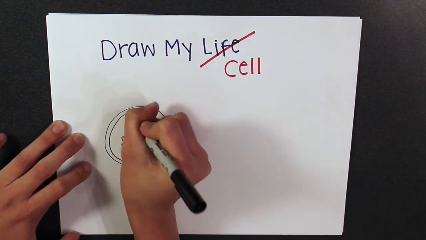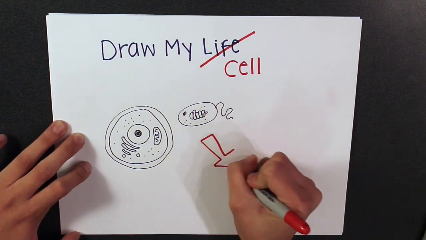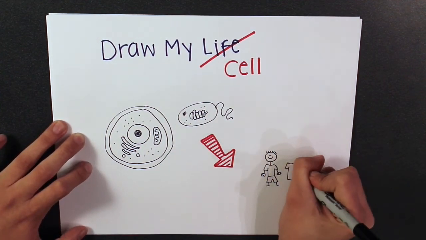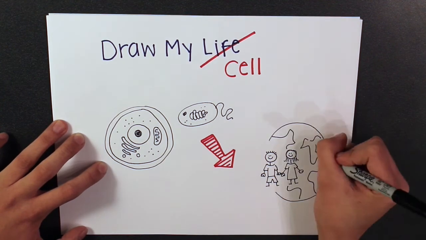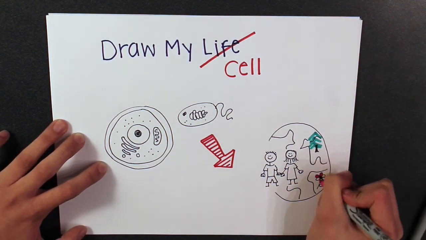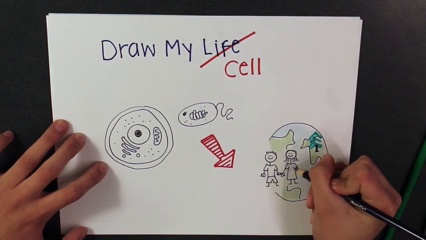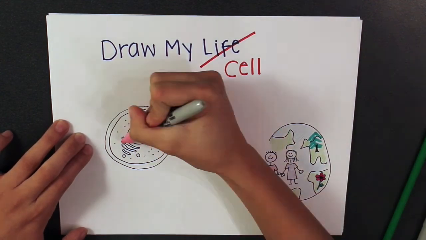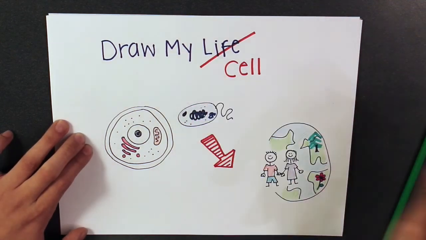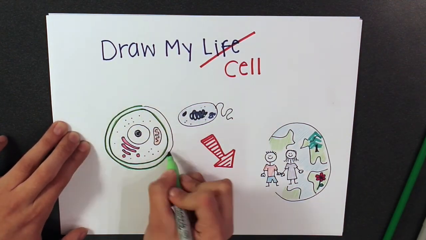Cell. Draw my cell. Cells are the basic unit of life. All living creatures are made of cells, and cells can be placed into two major categories: prokaryotic cells, which do not have membrane-bound organelles, and eukaryotic cells, which do. Now, we'll be taking a closer look at eukaryotic cells, their parts, and their functions.